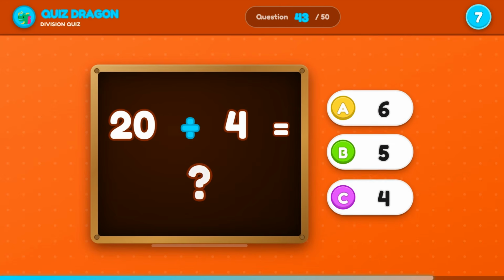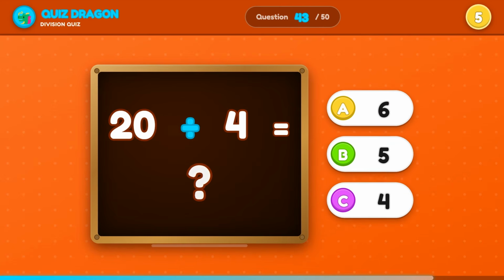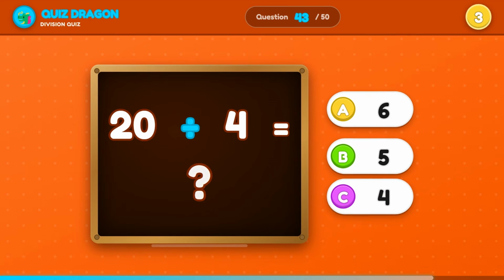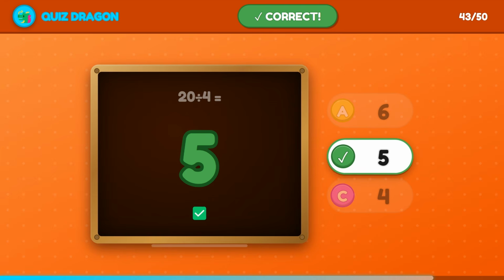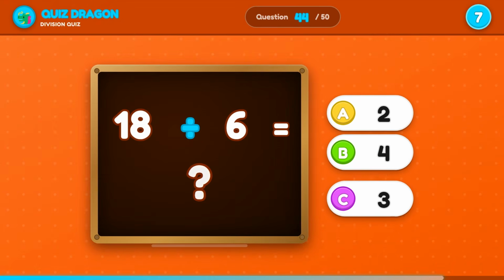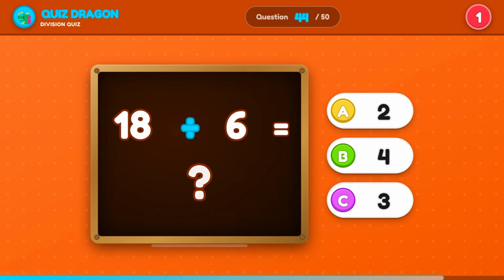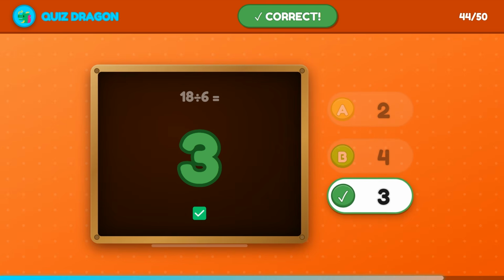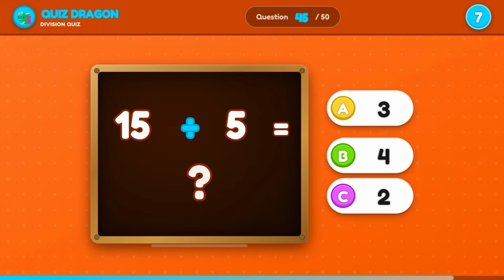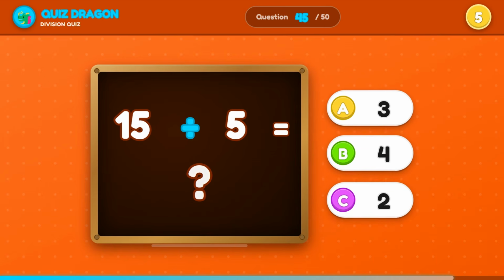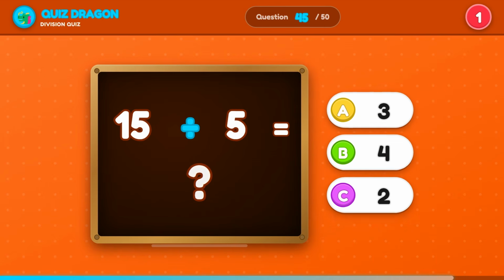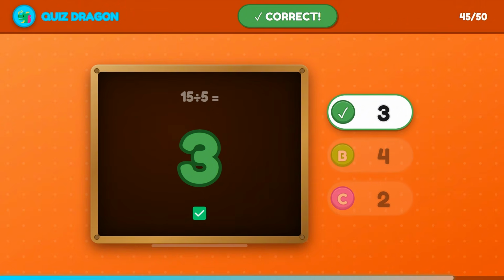Question 43. What is 20 divided by 4? The correct answer is B, 5. Question 44. What is 18 divided by 6? The correct answer is C, 3. Question 45. What is 15 divided by 5? The correct answer is A, 3.